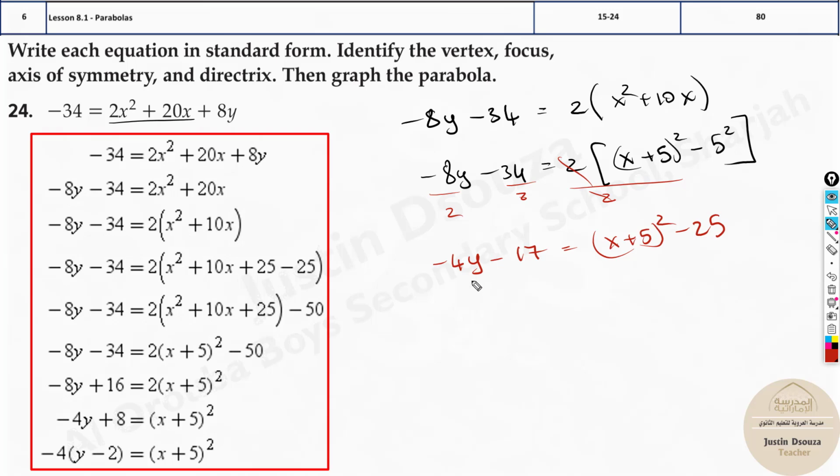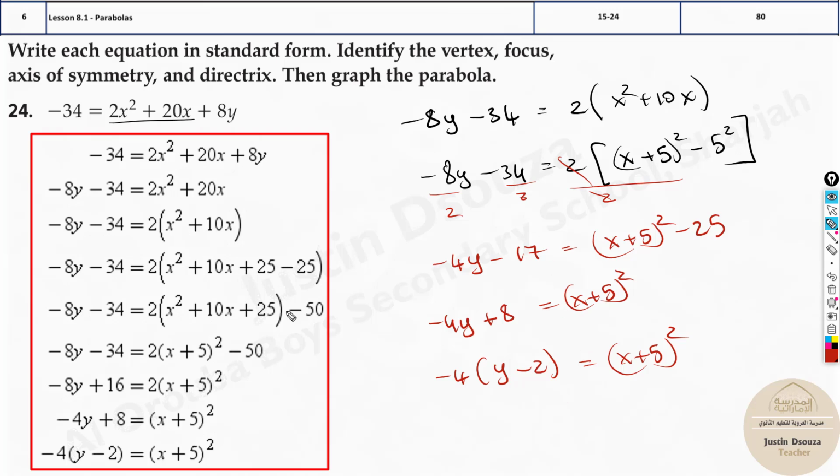And now take this 25 to the other side, it becomes plus, and you will have 5, 6, 7, 8. So it'll be minus 4y plus 8 is equal to x plus 5 the whole square. This side must be in square. Now you can take minus 4 common out. It will be minus 4 outside because this must be positive y only. Minus 2 is equal to x plus 5 the whole square. That's the final answer. You can check over here. Yes, absolutely, this is the correct answer.